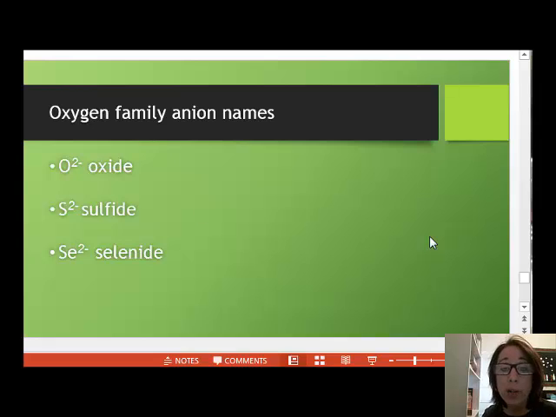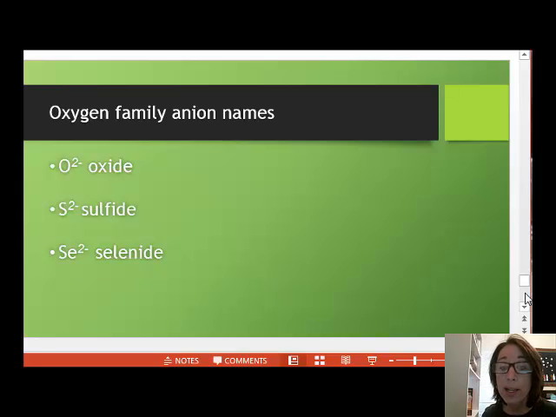The nonmetals in the oxygen family form anions with a -2 charge. Capital O, or oxygen with a -2 charge, is known as oxide. Capital S, or sulfur with a -2 charge, is known as sulfide. Capital S, lowercase e, or selenium with a -2 charge, is known as selenide. These anions have two more electrons than the atoms and have completely different properties than the atoms do.